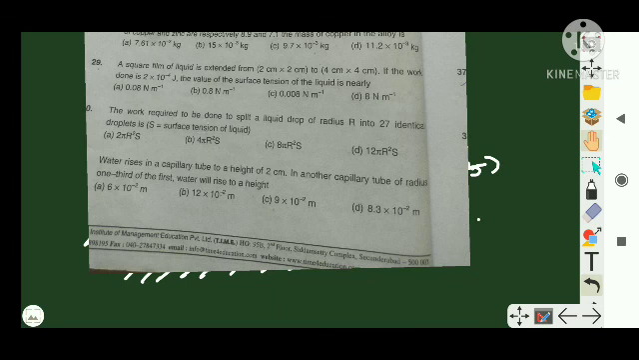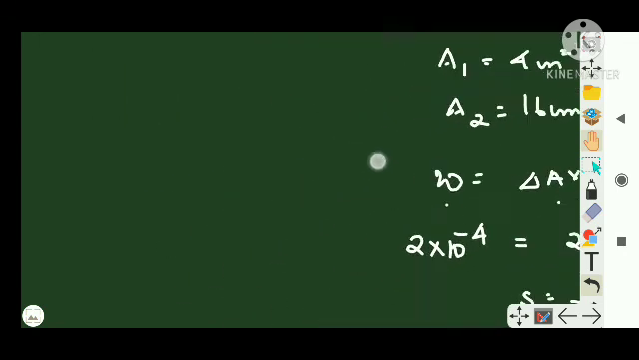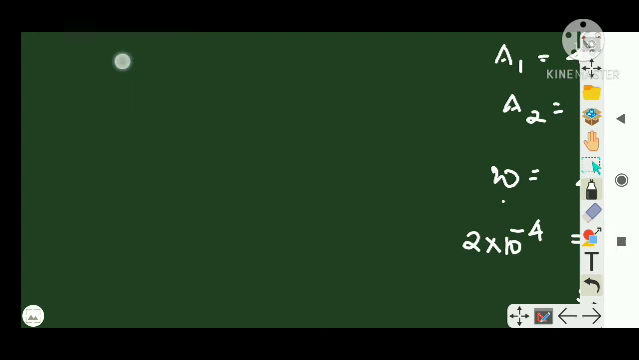So 30th question, I hope you remember the equation etc. Now going to do it again. You guys can do this one, right? Work done required to split a liquid drop into 27 identical droplets. Now water rises in a capillary tube to a height of 2 centimeter. In another capillary tube the height is 1/3 of the first. Water rises to the height. I hope you remember this section. If not, it is a capillary rise.